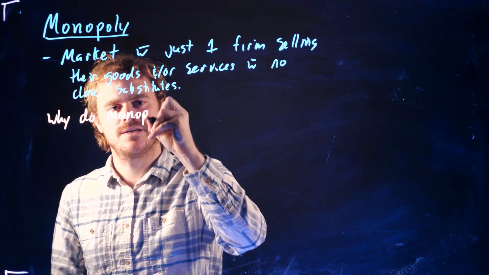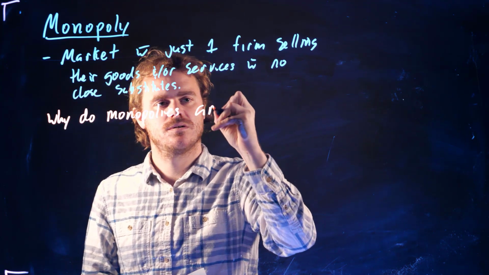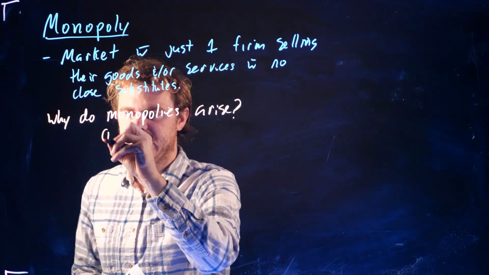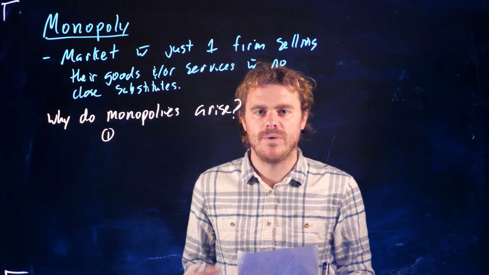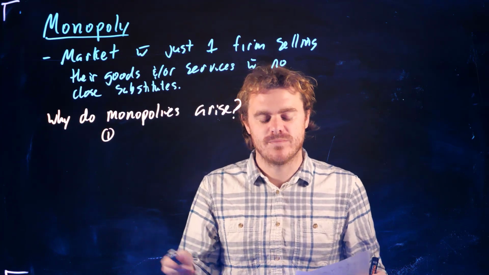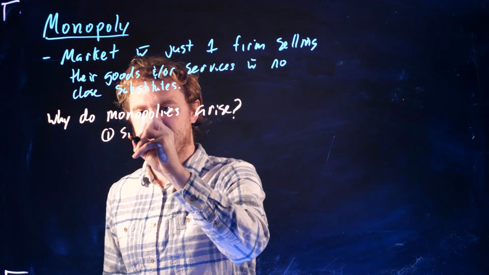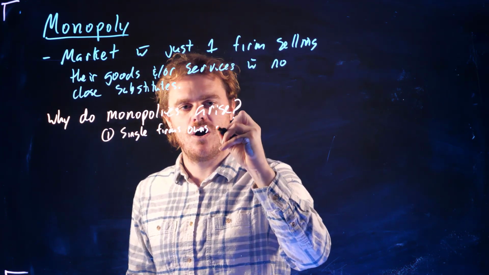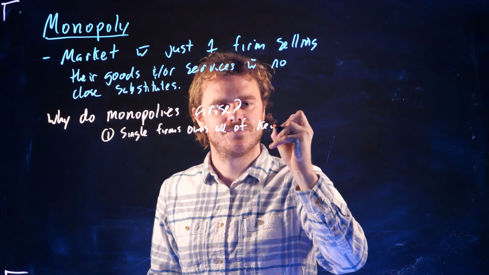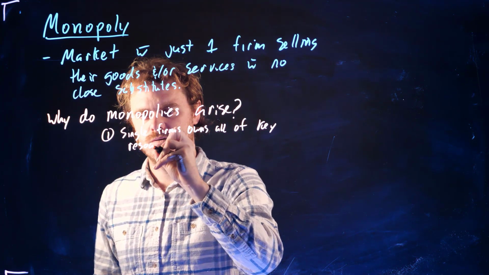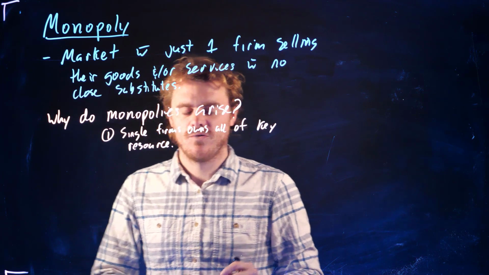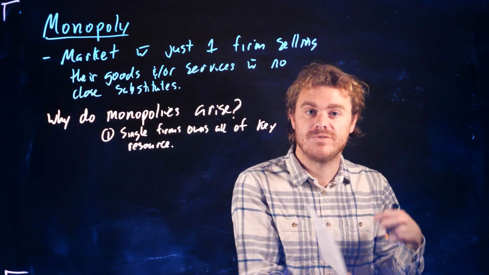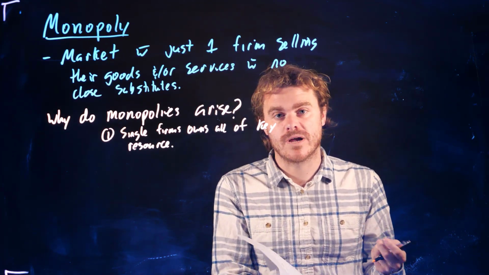So why do monopolies arise? Why do they come about? We can think of maybe three reasons why we can get markets with monopolies. The first is that maybe a single firm owns all of a key resource. So if one single firm owns all of a key resource in the production of a good or service, they can pretty well operate as a monopoly.